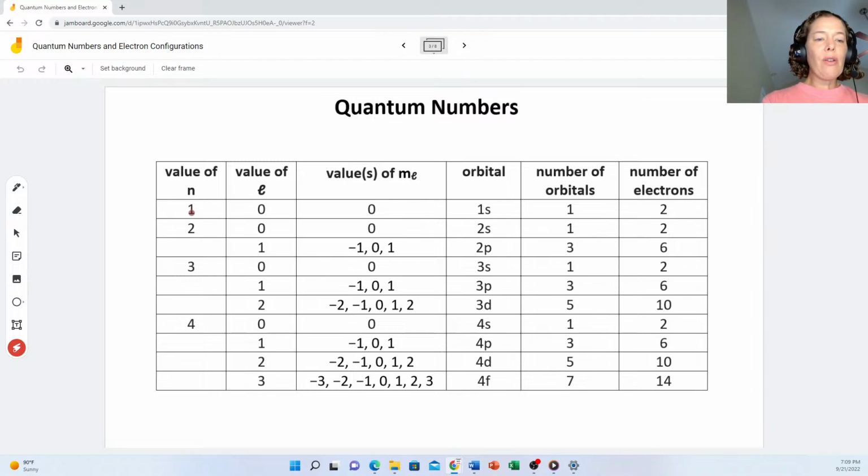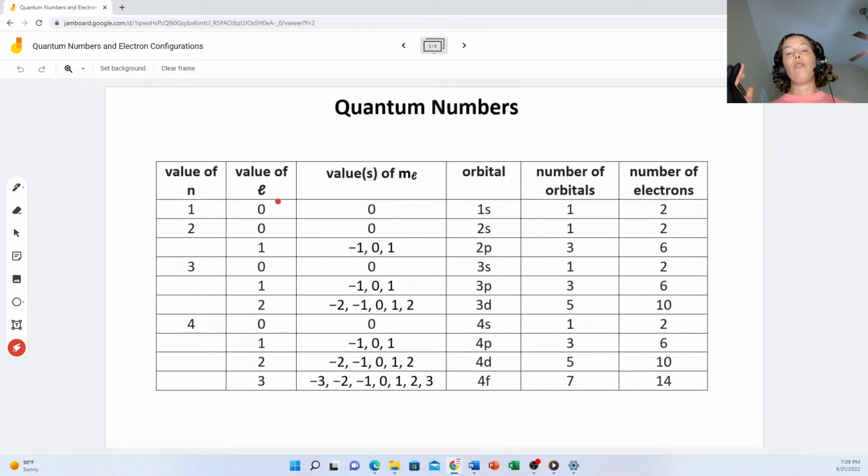So let's start with a value of n equals 1. So if you remember, our values of L go from 0 to n minus 1. Well, if n equals 1, 1 minus 1 is 0. So there's only one value for L, and that value is 0. So when n equals 1, L equals 0.